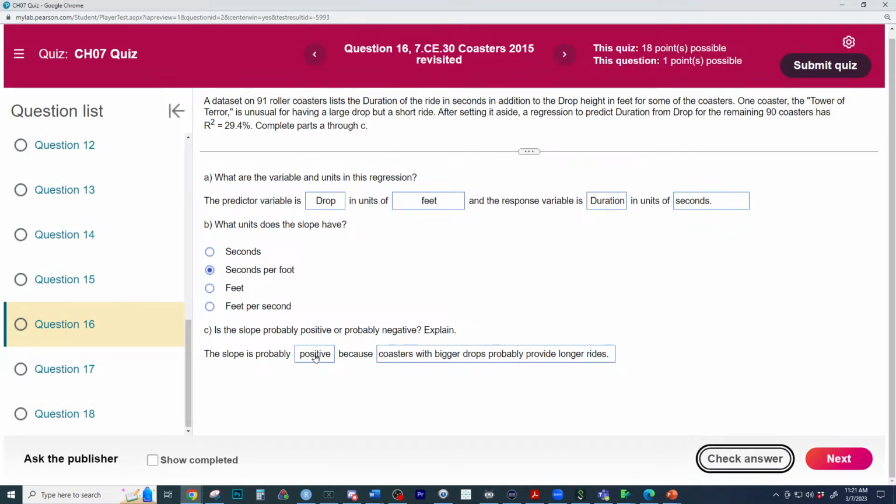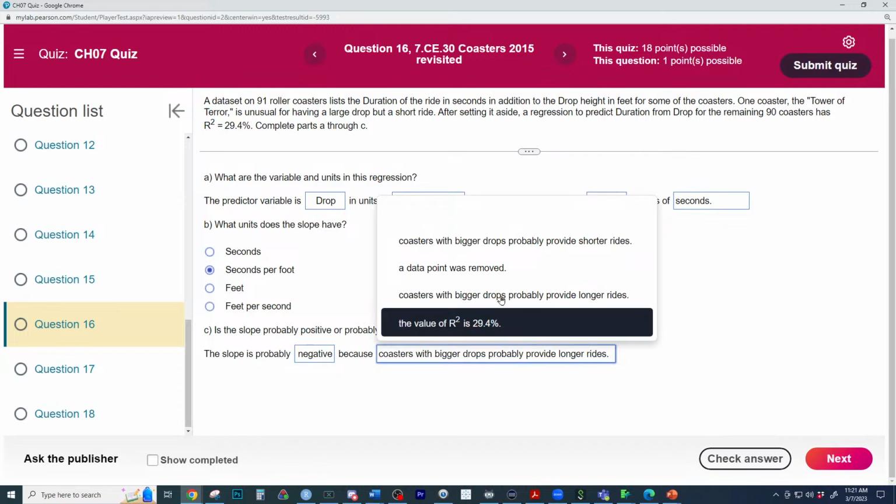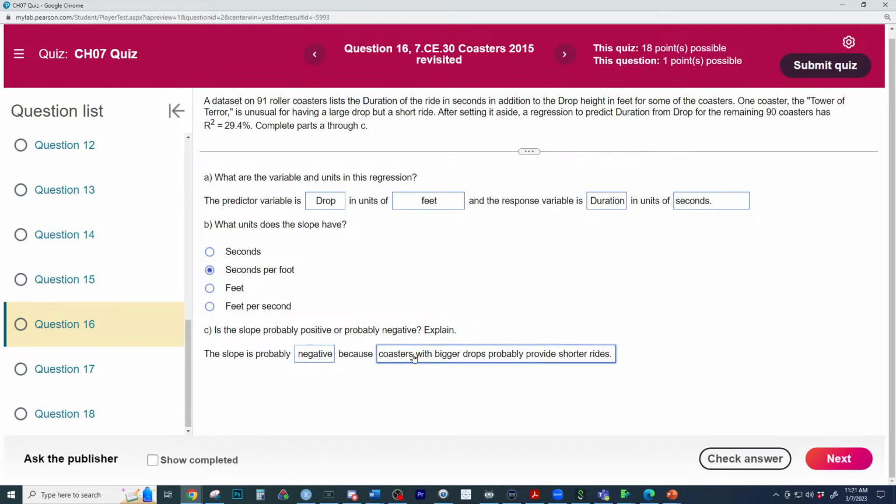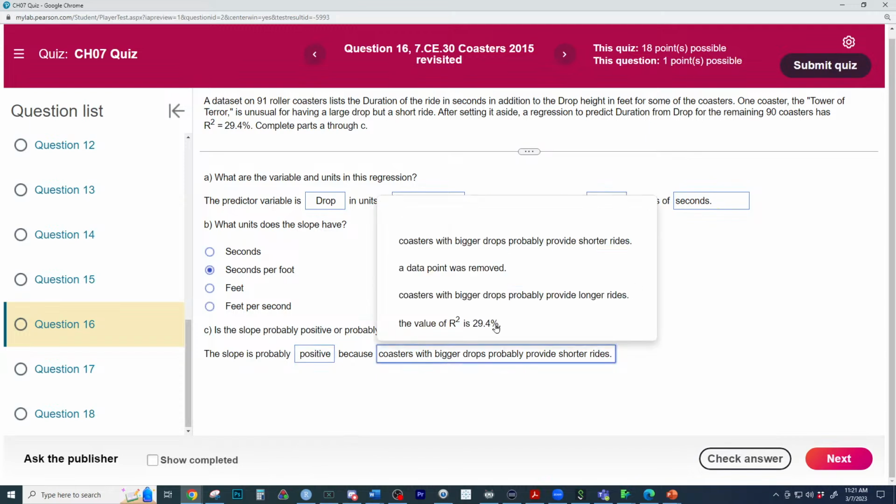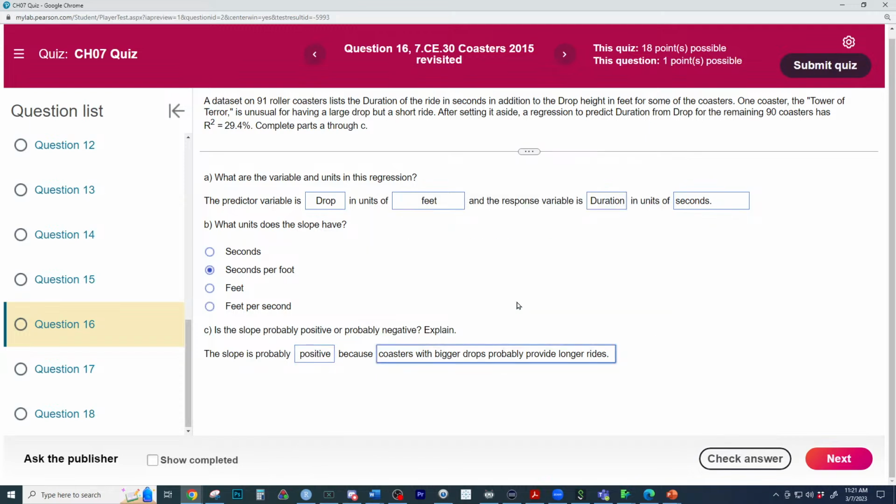The key thing right here: if the slope is positive, then the relationship would be coasters with bigger drops provide longer rides. If the slope is negative, then coasters with bigger drops would supply shorter rides, and that's because it is a negative or inverse relationship. More important to know that than to know the theory behind roller coasters, because we're not testing you on your roller coaster knowledge. We're testing you on positive slopes indicate a positive relationship, where negative slopes would indicate a negative relationship. So that's more important right here, that these two would go together.